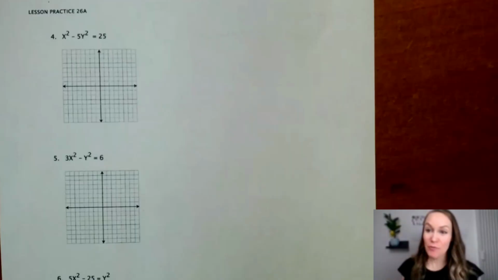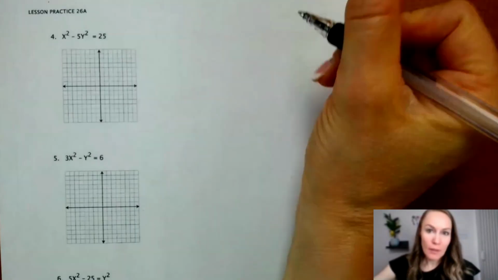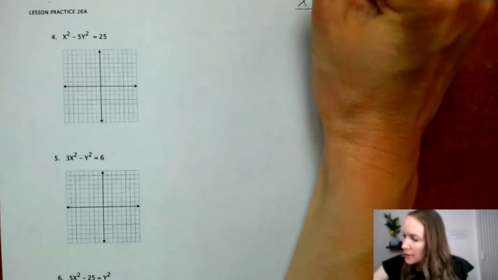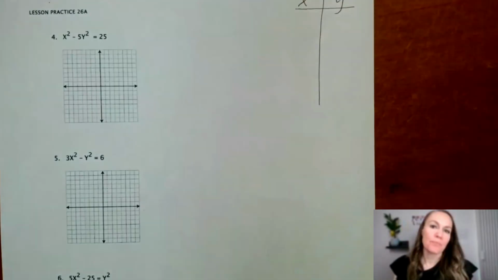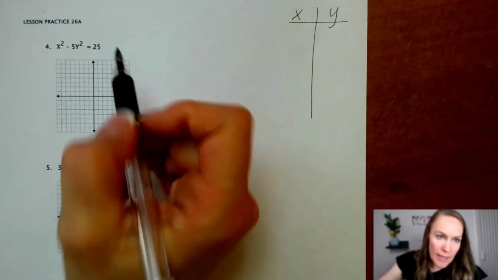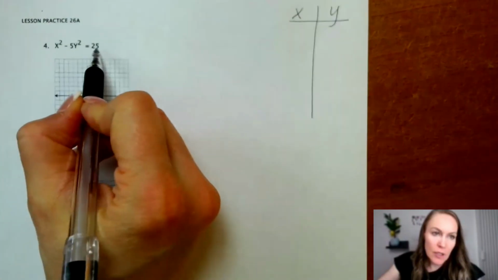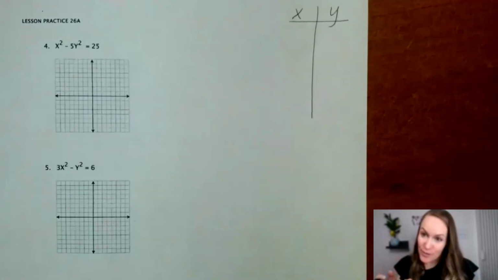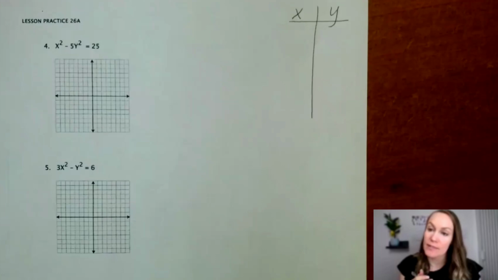Let's go ahead and do number 4. We'll get our XY table ready. And we are also going to go ahead and take this equation and solve for y. You don't have to do this step, but I really like to because it really does simplify the process of plugging in values for x and getting something out for y.